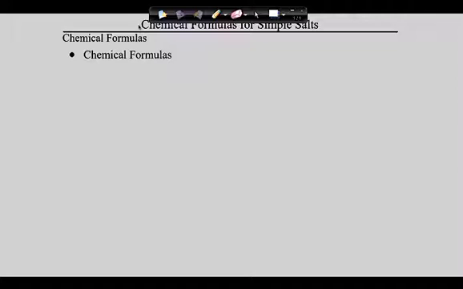So if you're going to learn to write chemical formulas, you need to know what they are. A chemical formula is simply a phrase or a thing that is used to represent a chemical compound. Now understand, it doesn't have to be a salt. We also write formulas for molecules. But the idea here is that it's just used to represent a compound.